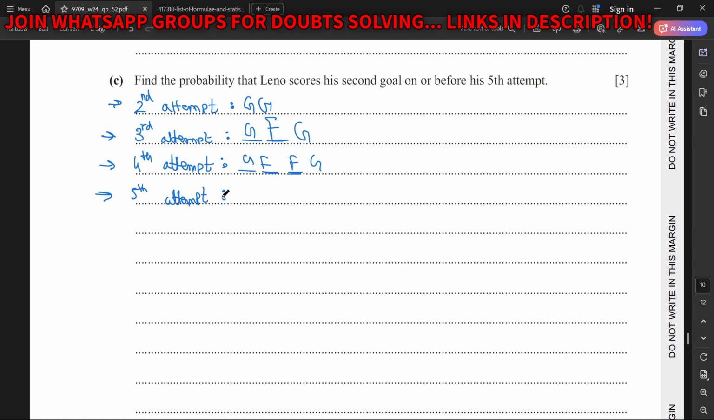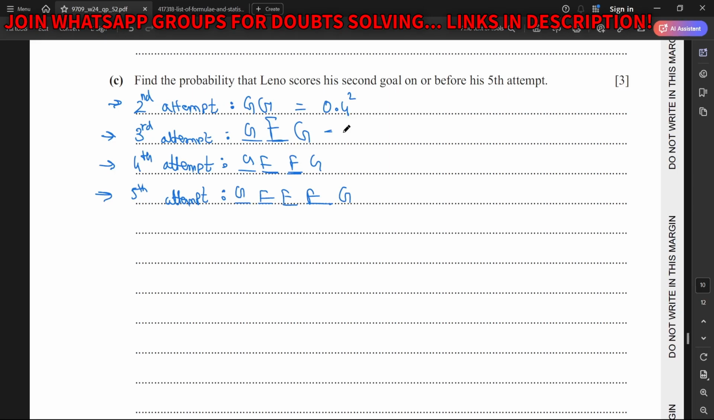Okay. And then in the 5th attempt, very similar to this, there will be 1, 2, 3, 4 different ways in which I can have my first goal. So 4 factorial divided by 3 factorial, and then the 5th attempt will be a second goal for Leno. So the calculation will be as follows. If on the second attempt Leno was scoring his second goal, we will have 0.4 square.